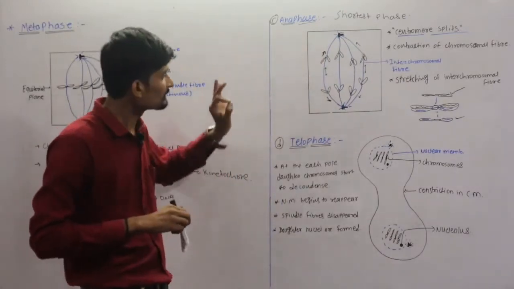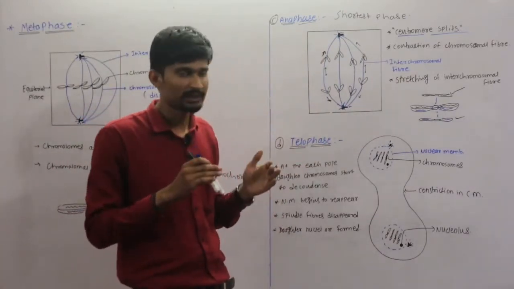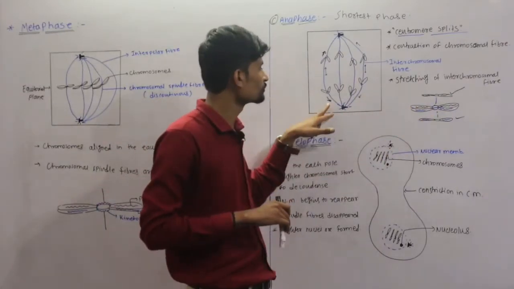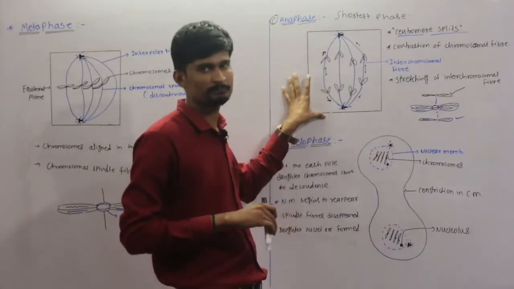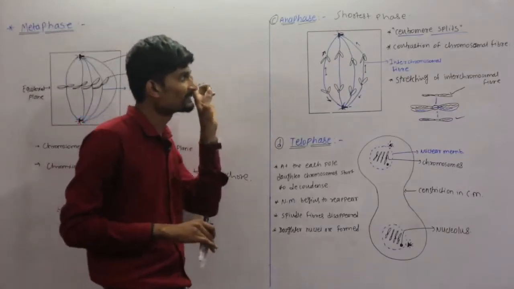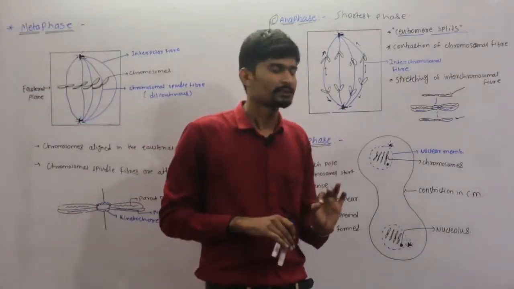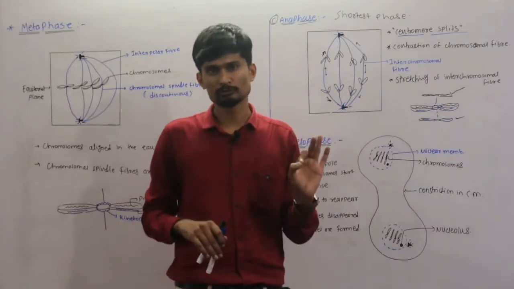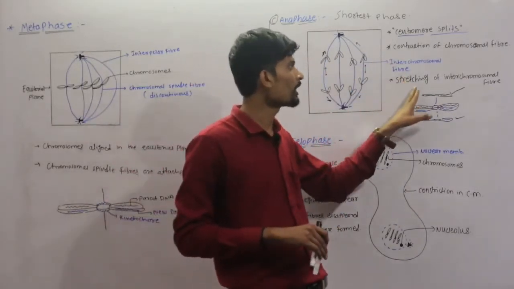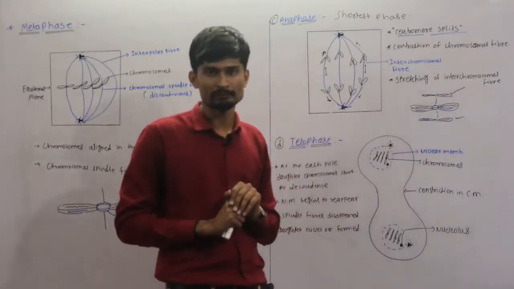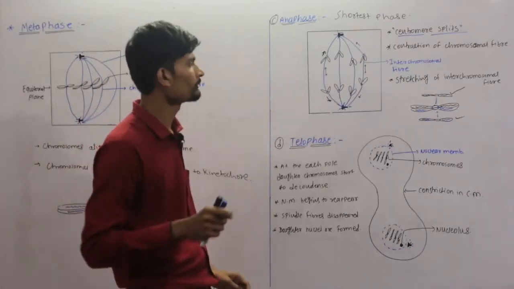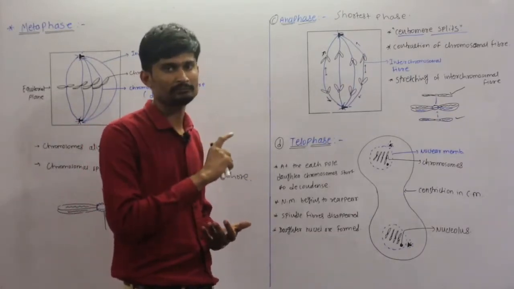And finally, these chromosomes, which are formed by splitting of the centromere, reach the respective poles. So this is the end of anaphase. The important points are the splitting of the centromere and the movement of the chromosomes due to the contraction of the chromosomal fiber and the stretching of the interchromosomal fiber. So these are the two forces responsible for the movement of chromosomes in the anaphase.